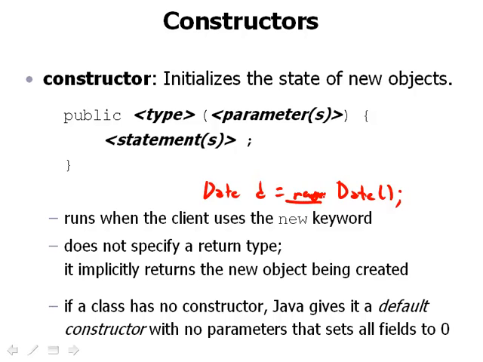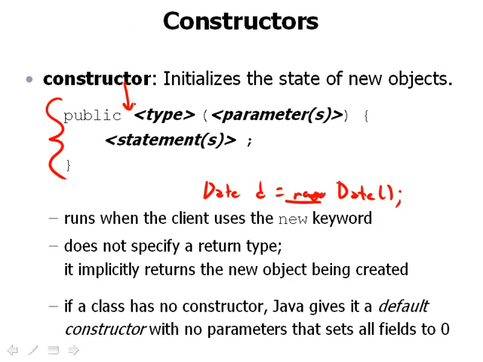Now, when you write a constructor in your code, it uses this syntax here. You write the word public and then the type of your class, and then in parentheses you put any parameters you want, and in the braces you put the statements that initialize the state of the object. When you write a constructor, you don't put a return type here because it's implied that the return type is your class. And if you don't have a constructor, like we didn't have in the past, then Java gives you a default empty constructor that accepts no parameters and doesn't do anything except all the fields of your object are set to 0 initially.